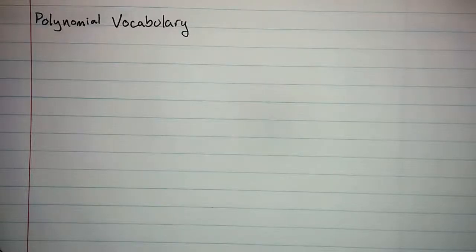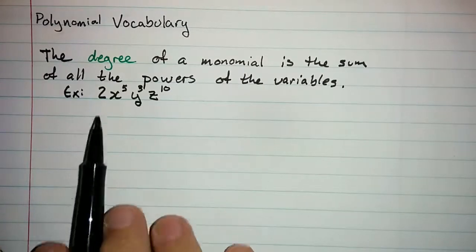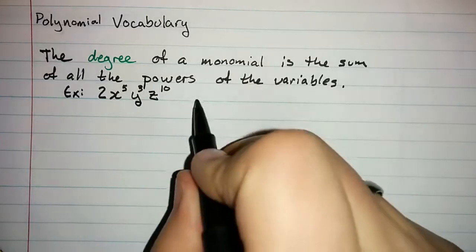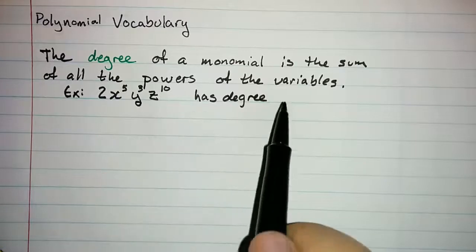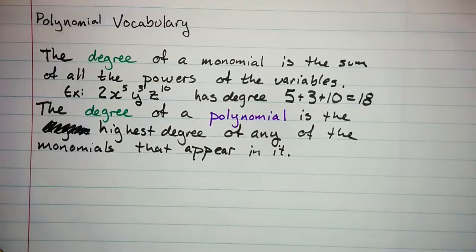There's some specialized vocabulary that we use around polynomials that we should be familiar with. The first term we're going to meet is the degree. The degree of a monomial is the sum of all the powers of the variables. For example, the monomial 2x to the 5th y cubed z to the 10th has degree 5 plus 3 plus 10 is 18.